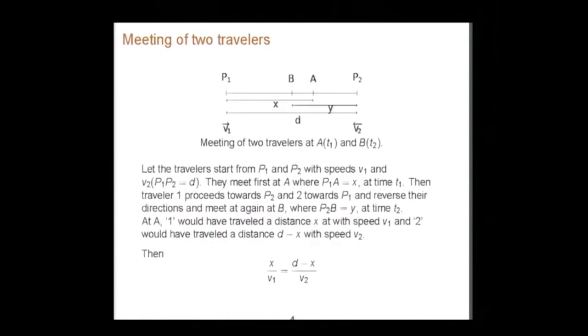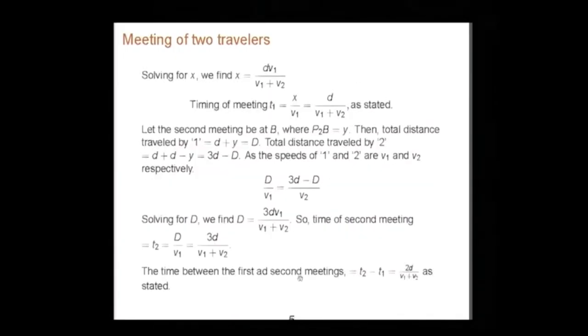It is illustrated in this figure. One person is starting from here, the other person from here. He is traveling with speed v1, this person with speed v2. Let us say they meet here first, and this is x. Then this fellow travels distance x with speed v1, so x by v1 must be equal to d minus x by v2. Solving for x, we get d v1 by v1 plus v2, and the time of meeting, x by v1, is d divided by v1 plus v2.